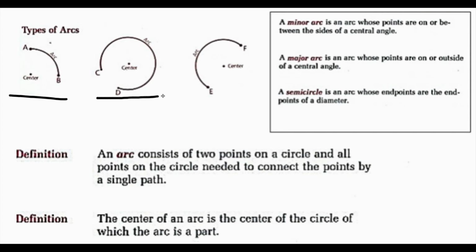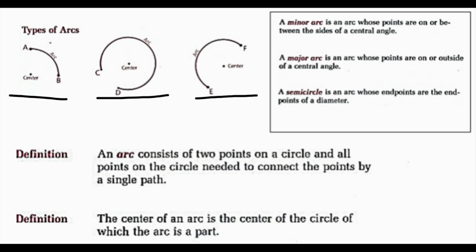Then we have major arcs. So major arcs are points that are on or outside the central angle, so greater than 180 degrees. And then we have a semicircle. A semicircle is an arc whose endpoints are on the endpoints of a diameter, or 180 degrees. So minor arcs are less than 180, major arcs are greater than 180, and semicircles are 180.